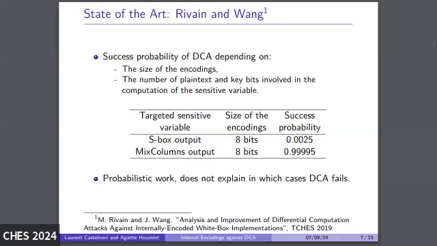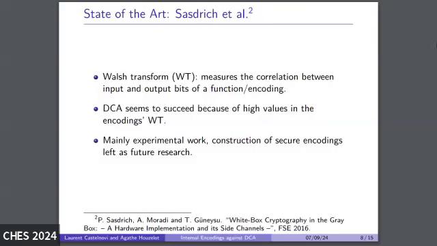Okay, so this work is very interesting, but it's probabilistic, and in particular, it does not really explain in which cases DCA succeeds or fails. Is it just linked to the encoding, or what happens here? And so in 2016, Sasdrich et al. published another paper called "White-Box Cryptography in the Gray Box: A Hardware Implementation and its Side Channels."